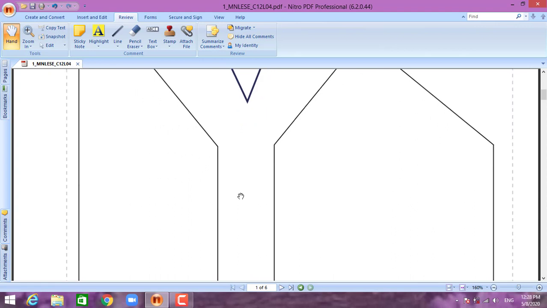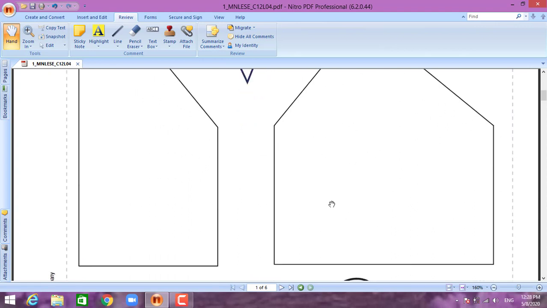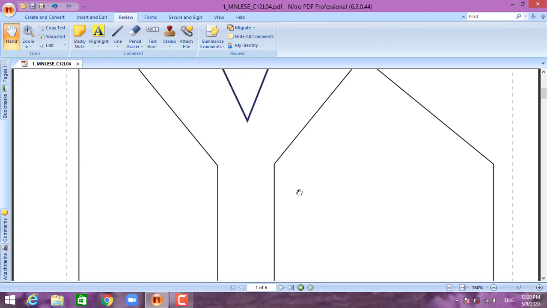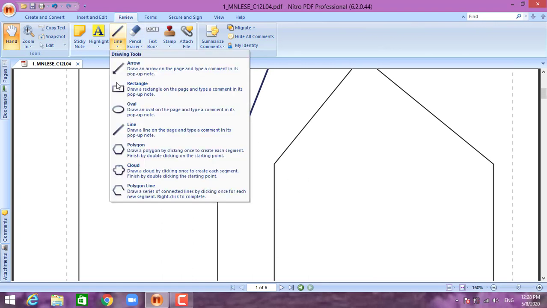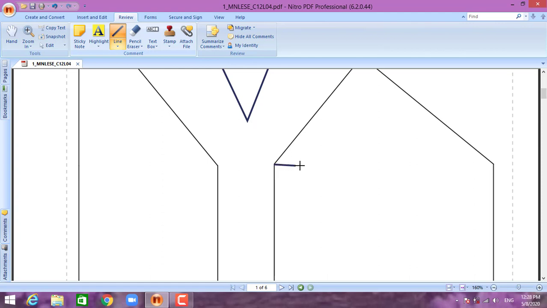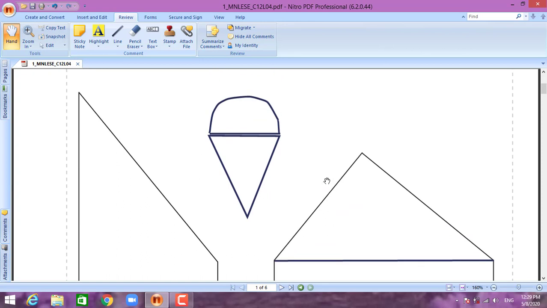Let's have a look here. This is a house. If I put a line here, it will look like a house. A triangle and a square can be put together to make a house. A half circle, this is a half circle, and a triangle can be combined to make an ice cream.